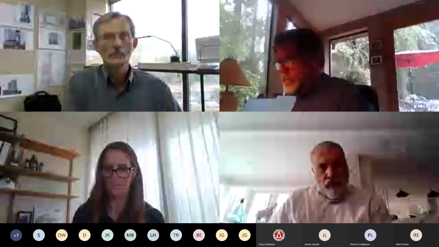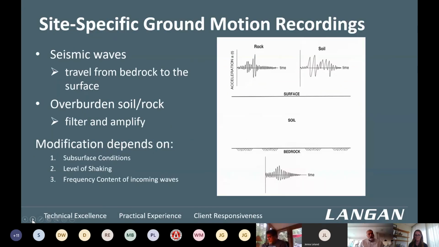Okay, so in order for us to quantify ground shaking, we make recordings. Earthquakes happen, and we make recordings of the way the ground shakes. And the way the ground shakes is different at different places. It's different because of the site conditions, and it's also a function of how close you are and the size of the earthquake.